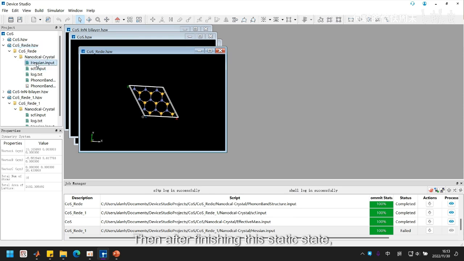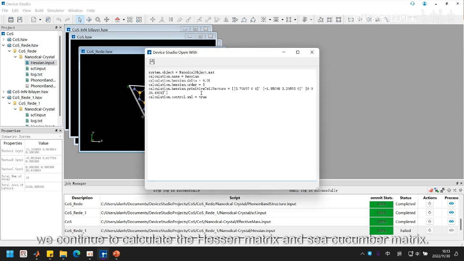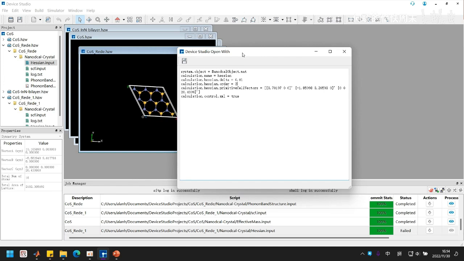Then after finishing this static calculation, we continue to calculate the Hessian matrix and the force constant matrix. Broadly speaking, it is regarded as third order, and the result will be more precise. Naturally, you can set it as fifth order or second order, as long as you feel the calculation is accurate. There is no issue. And then take care to alter it to the original supercell.